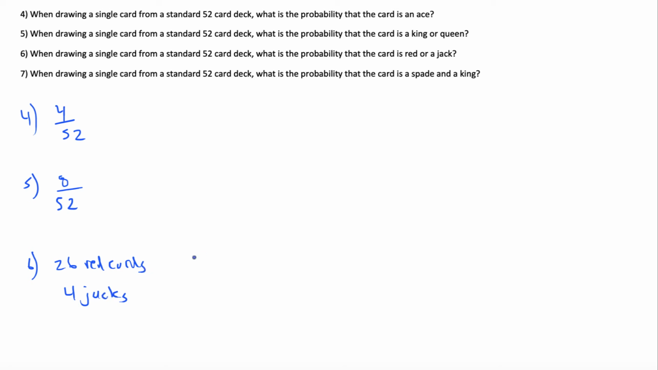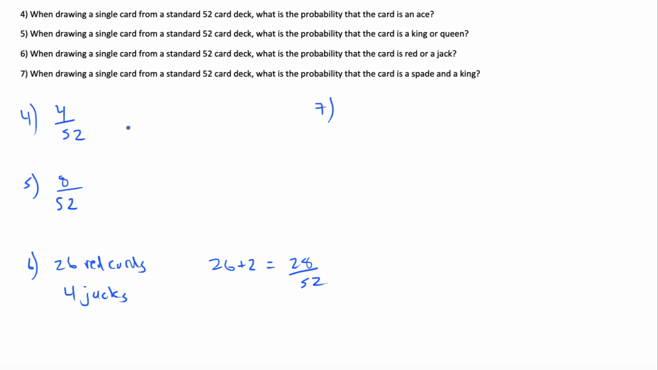So for number 6, we have to consider the 26 red cards. Now remember, that does include the 2 red jacks. So for the answer here, we need the 26 plus 2. That's going to be 28 over 52.